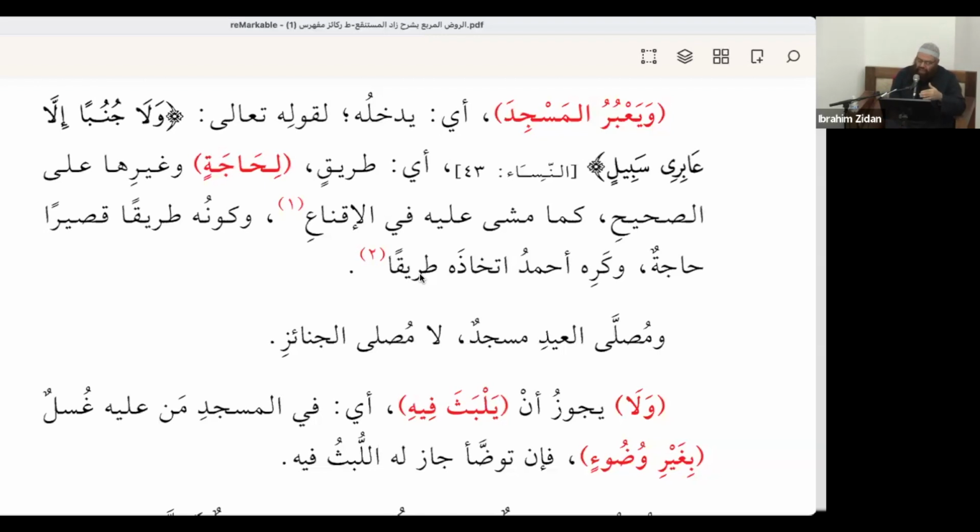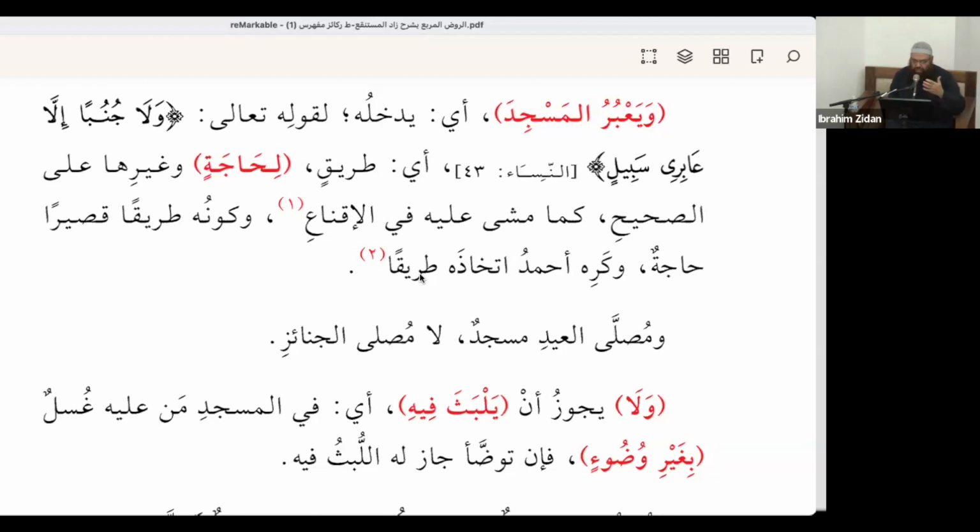وغيرها, and other than the haja, whether it's haja or not haja, على الصحيح in the madhab, this is permissible for someone to cross the masjid, to pass, to enter the masjid, to walk. We're not talking about staying in the masjid yet. This is the junub, in a state of janaba, who has to take a shower.